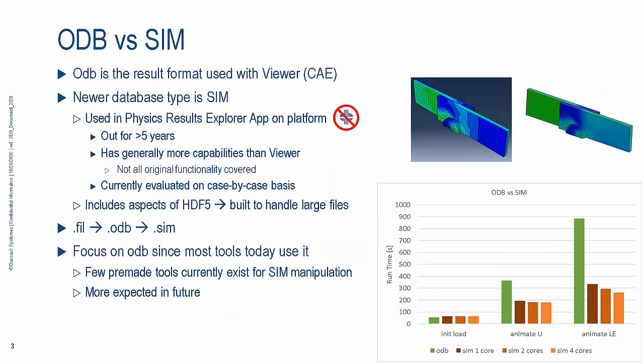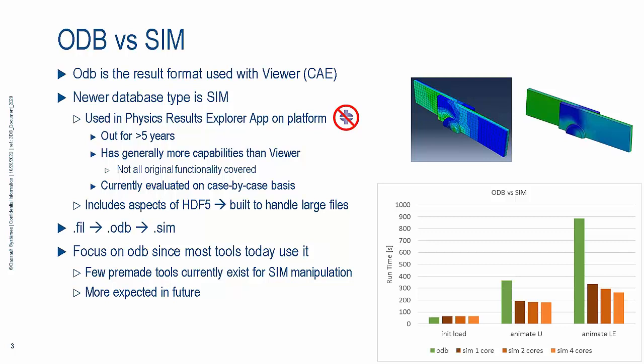So the first thing I want to talk about before we dig too deeply: Simulia has two database formats that are primarily used today. That's the ODB and the SIM database. ODB is the result format that's used with Viewer or CAE that most of you are probably familiar with. We have a newer database type called the SIM database, which is used in the Physics Results Explorer app on the platform. It's not used in Abaqus CAE or Viewer, and as far as I'm aware, there are no current plans to implement that in CAE or Viewer. However, that's a new database. It's been out for more than 5 years at this point.